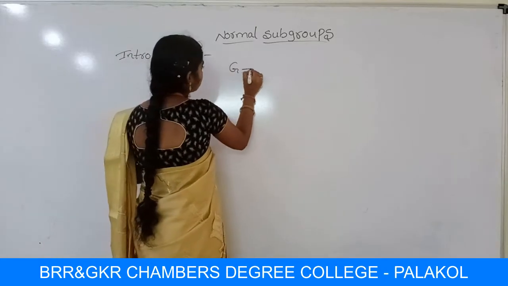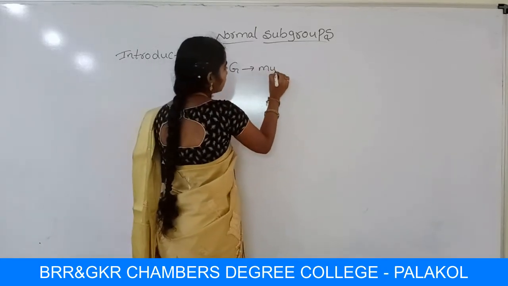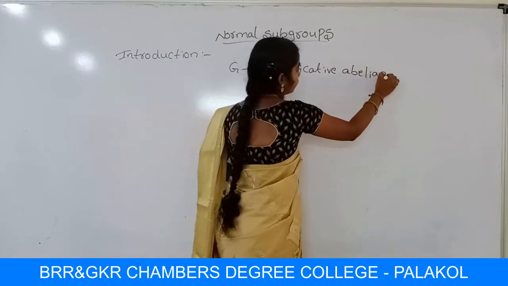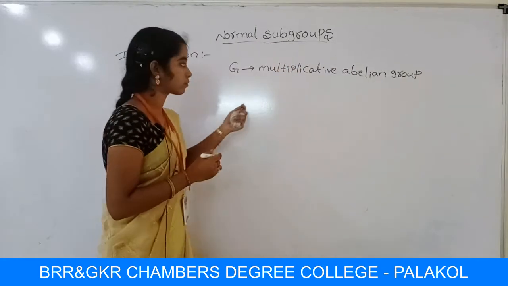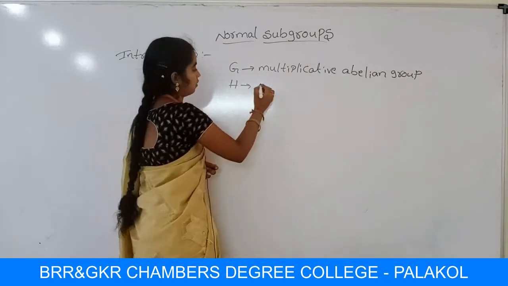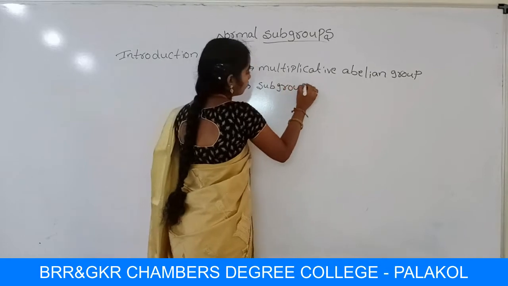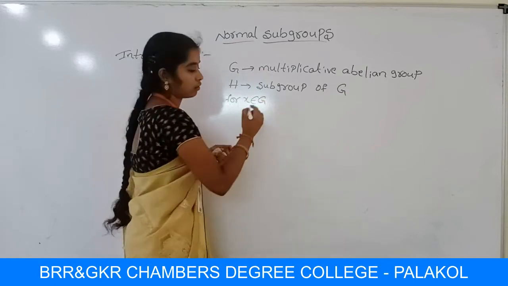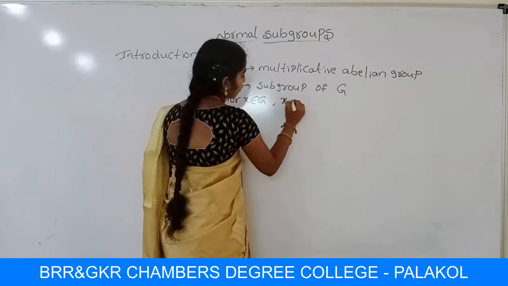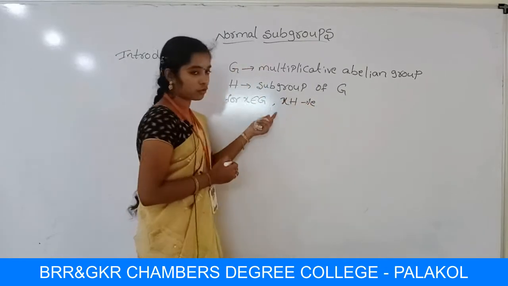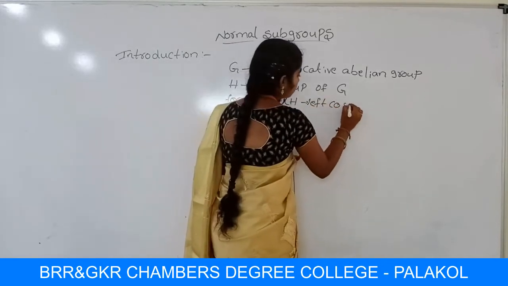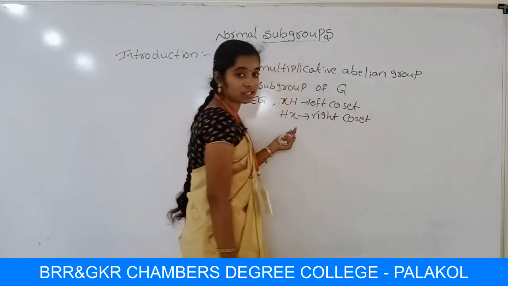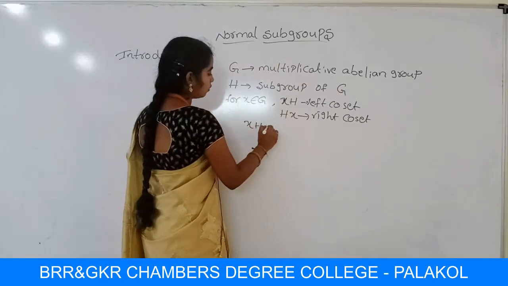Let Z be a multiplicative abelian group and H be a subgroup of Z. For x belongs to Z, xH is a left coset and Hx is a right coset of H in Z, such that xH equals Hx.